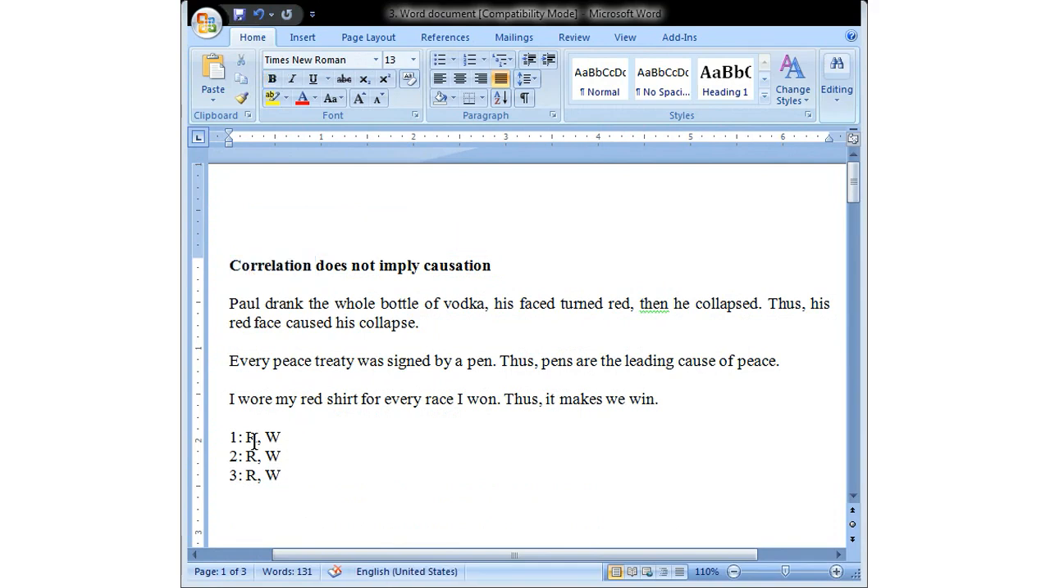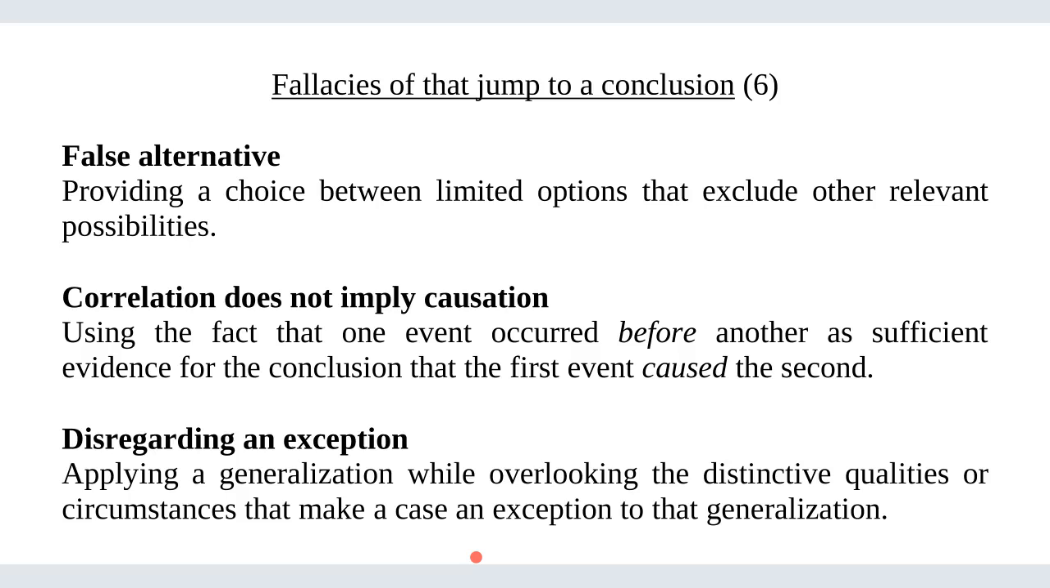But the idea is that you're wearing the red shirt and the winning here, it's not the cause, right? Your red shirt could be the cause of your motivation, and the motivation could be the cause of winning, but it isn't the red shirt that's making you win. Just the fact that it came before doesn't mean it's the cause. I'm going to wrap up on this one. Is that clear, everyone? If that's clear, type in clear. If you've got a question, ask your question.